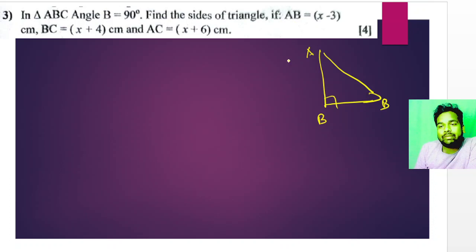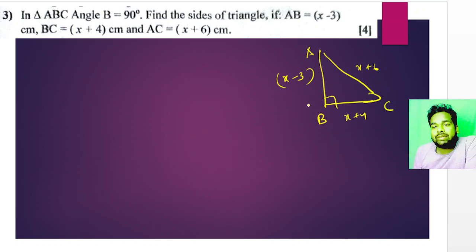Now AB is equal to x minus 3, and BC is x plus 4, and AC is x plus 6. Now AB, BC and AC are given. Now just apply the Pythagoras theorem, because you are going to find the sides of the triangle.